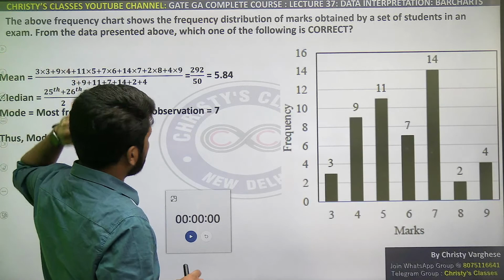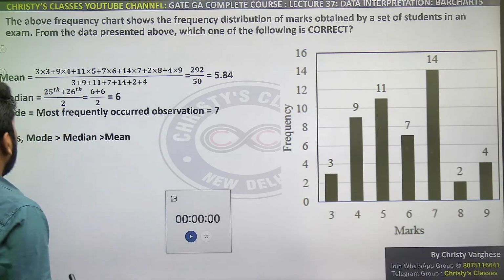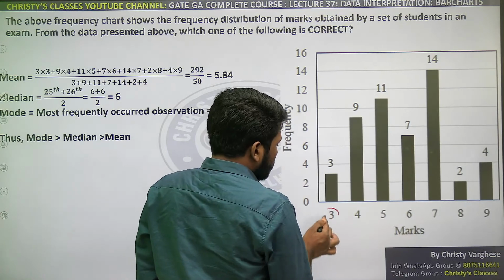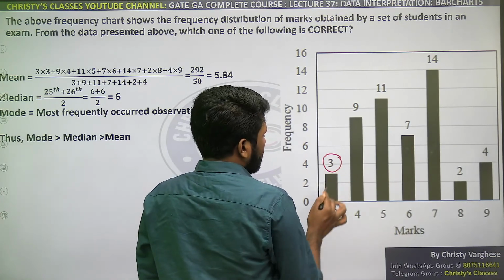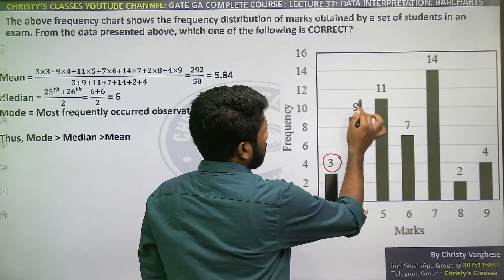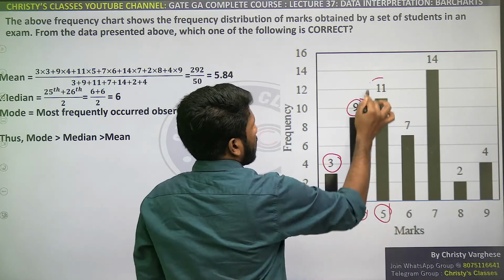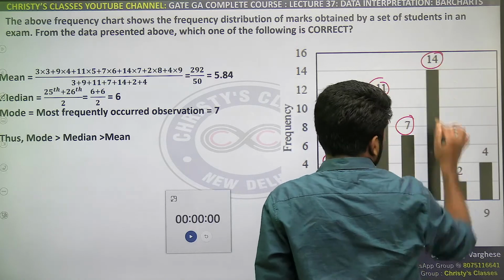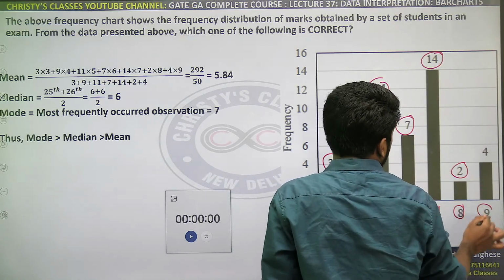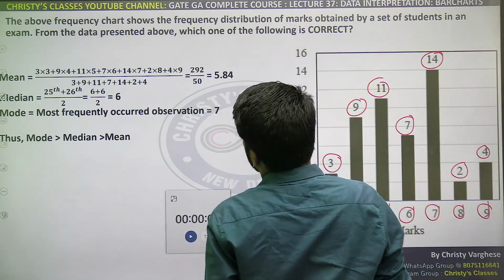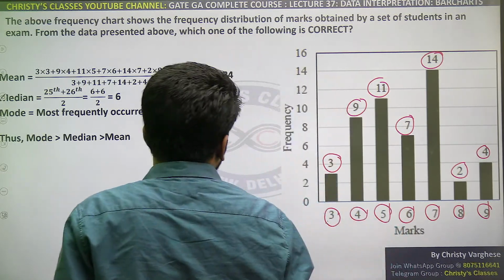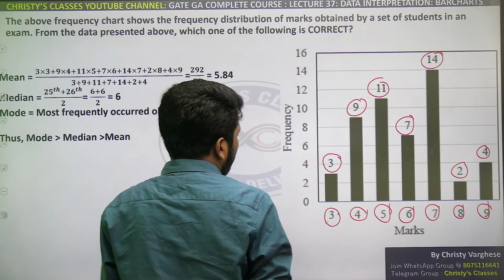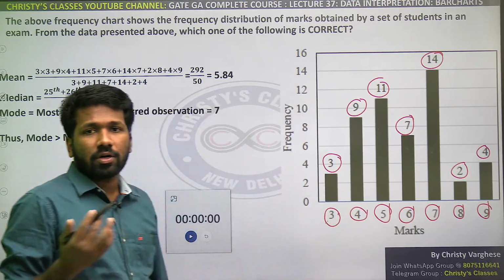So here, mean to find. What is mean? So here 3 marks were obtained by 3 people, that is the meaning. 4 marks obtained by 9 people, 5 marks obtained by 11 people, 6 marks obtained by 7 people, 7 marks obtained by 14 people, 8 marks obtained by 2 people, and 9 marks obtained by 4 people. So to find the mean mark, you need to find total mark divided by total number of people.